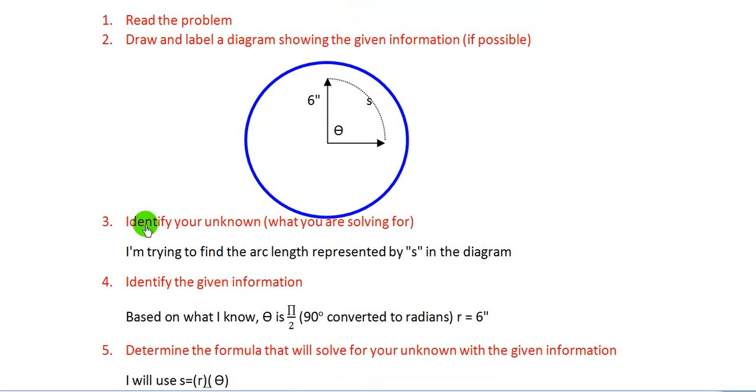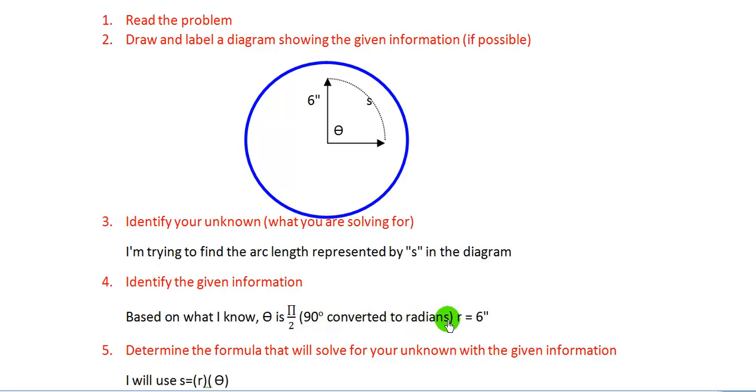So step 3, identify the unknown, which is what you're solving for. And in this case, I'm trying to find the arc length, which I represented by S in the diagram. Identify the given information. Well, you know that that's a 90-degree angle. And what we're going to do is we're going to convert theta to radians. And I'm not going to go through that conversion, it's really easy. But based on what we did in class, we know that theta is pi over 2. And that's 90 degrees converted to radians.